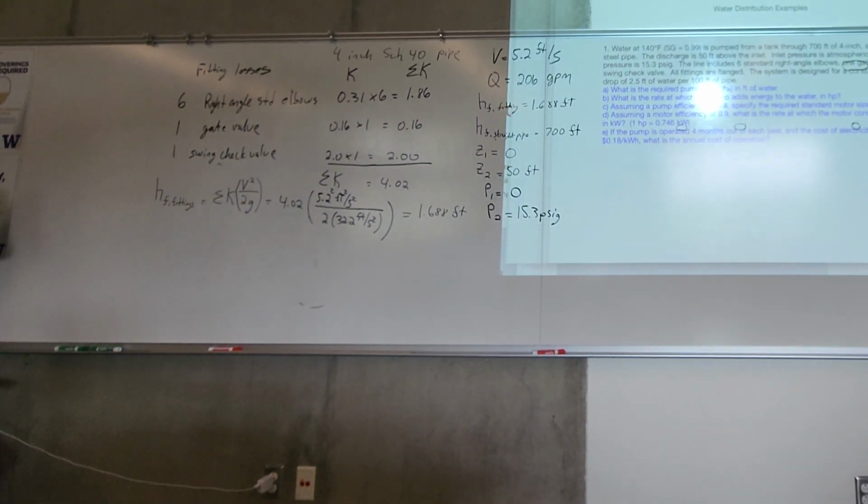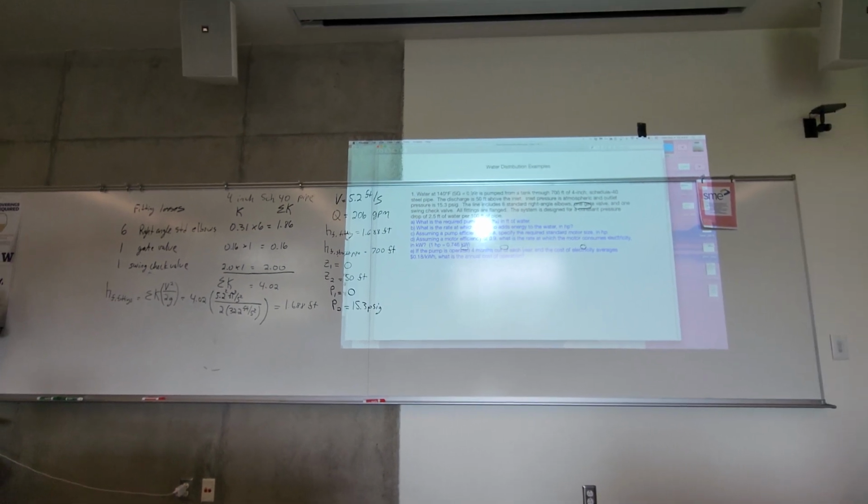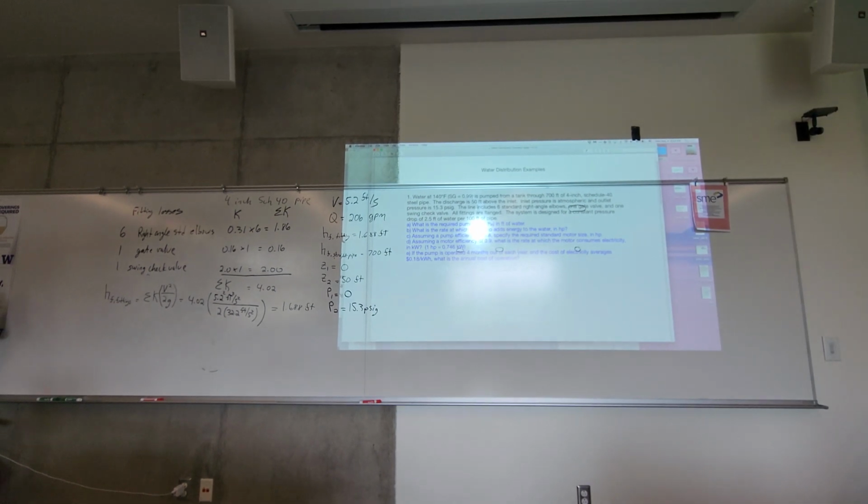For the straight pipe loss, shouldn't that 700 be multiplied by the 2.5 feet per 100 feet of loss? It says a constant pressure drop of 2.5 feet per 100 feet, and it's 700 feet of pipe. So should that number be smaller?